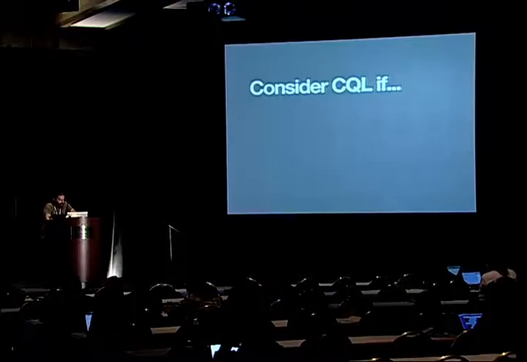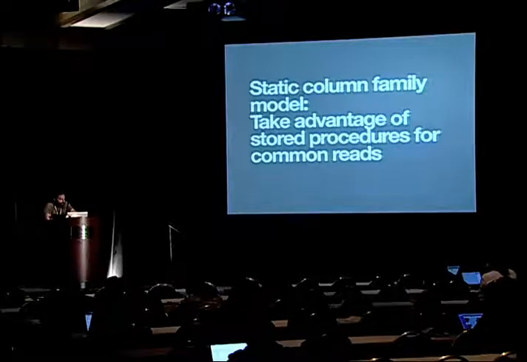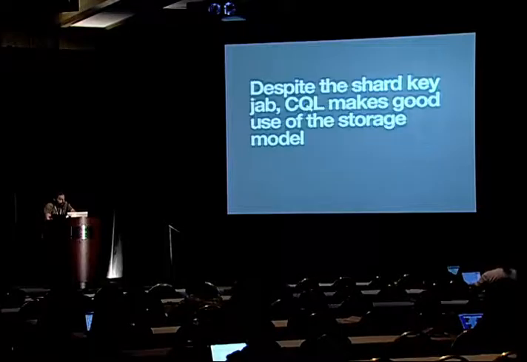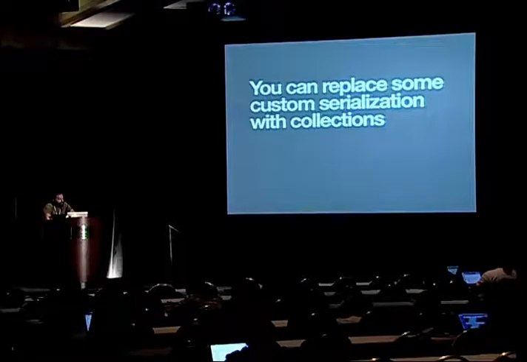But consider CQL if you have a lot of static column families. Take advantage of stored procedures for common reads. They're a lot faster. You can compress the wire format. Despite the shard key jab, CQL does make good use of the storage engine, the way the rows are laid out. Again, see Michael's presentation for the way that's structured. You can replace some custom serialization with the collection stuff that's available now. That's pretty slick.